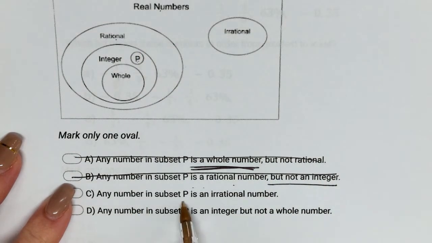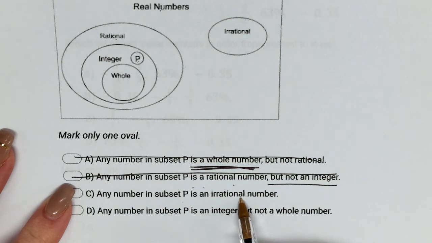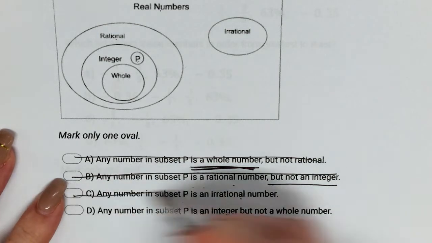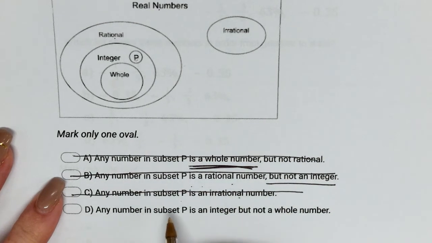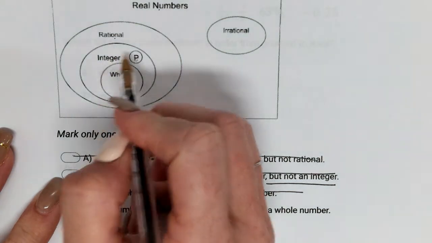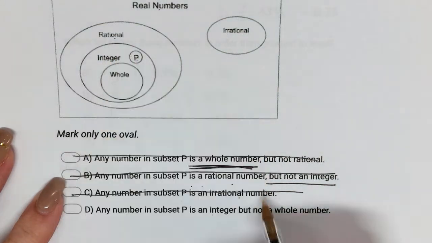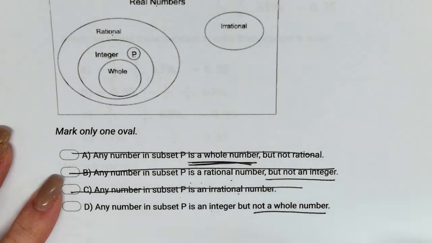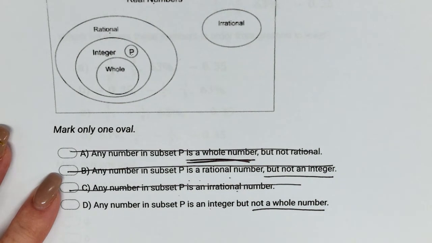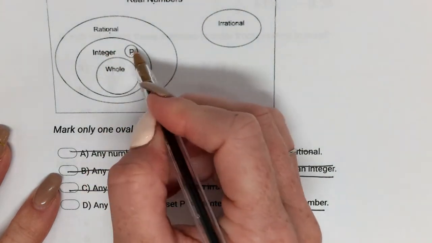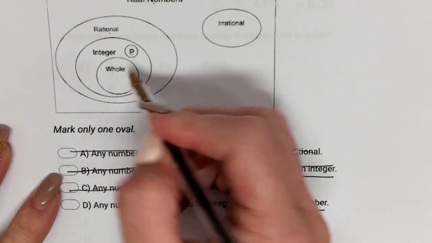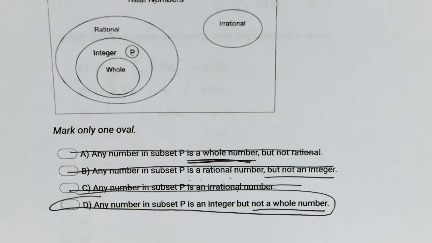C says any number in P is irrational. Not at all. And D says any number in P is an integer. So is P an integer? Yes. But not whole. Is that true? Yes, P is an integer, but it's not whole because that's not a subcategory. Are we good? Do you have any questions on that?